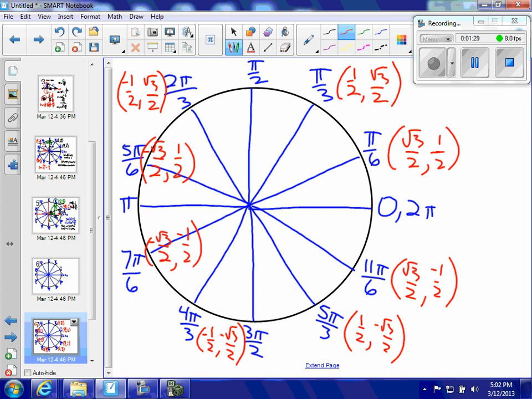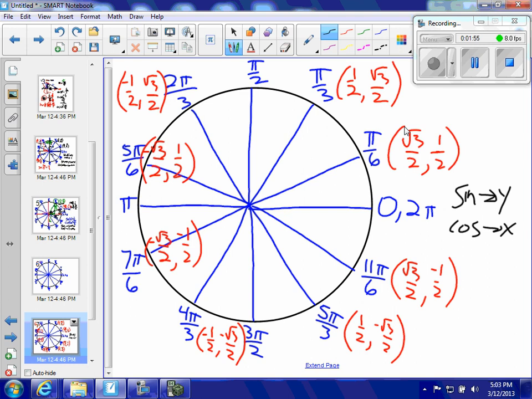So I've identified the coordinates of several special points on a unit circle, and I've already determined that sine is the y value and cosine is the x value. So let's look at a couple other special points.